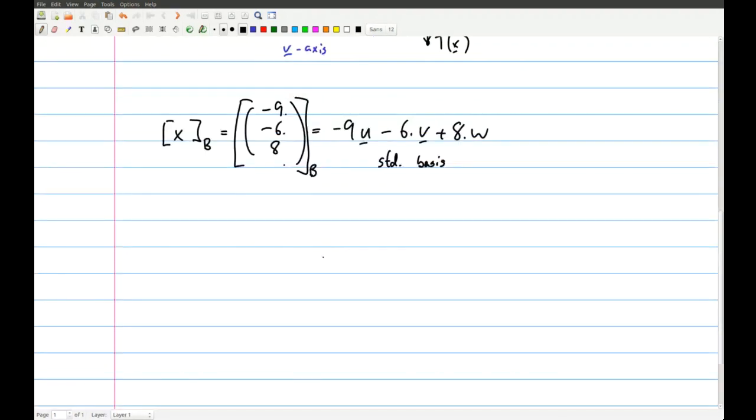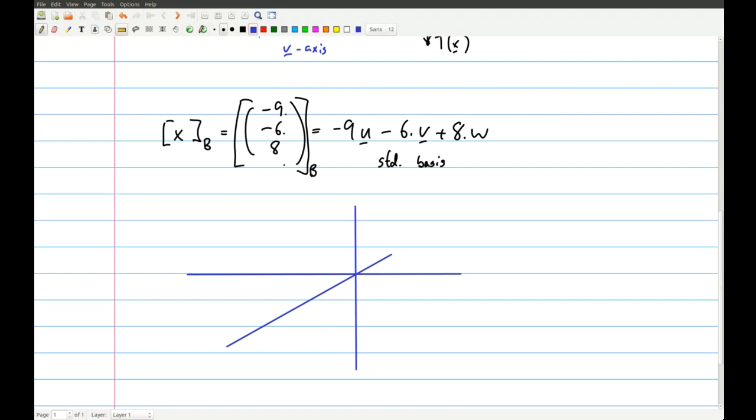Now in terms of our picture, what does this look like? We've got the orthonormal basis. It goes -9u, so I'll draw -9 down that way. -6v, so it's going to go -6 this way, and 8 this way.